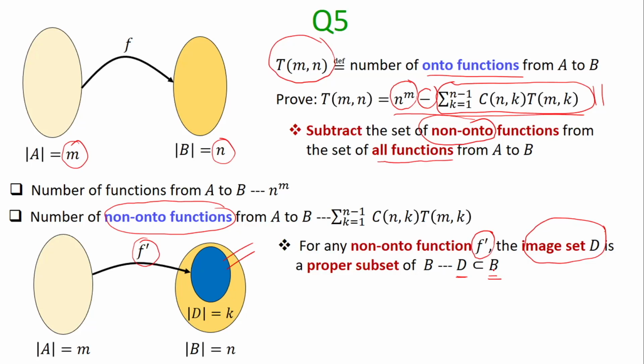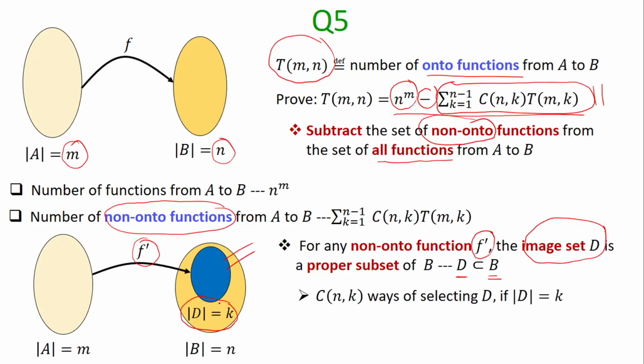So more specifically, if the cardinality of this image set D is K, K is strictly less than N. K could be 1, 2, 3, or N minus 1. If you ensure that, if I take these values of D, then it ensures that there is at least one value from the set capital B which is left and which is not going to have any possible preimage, right?